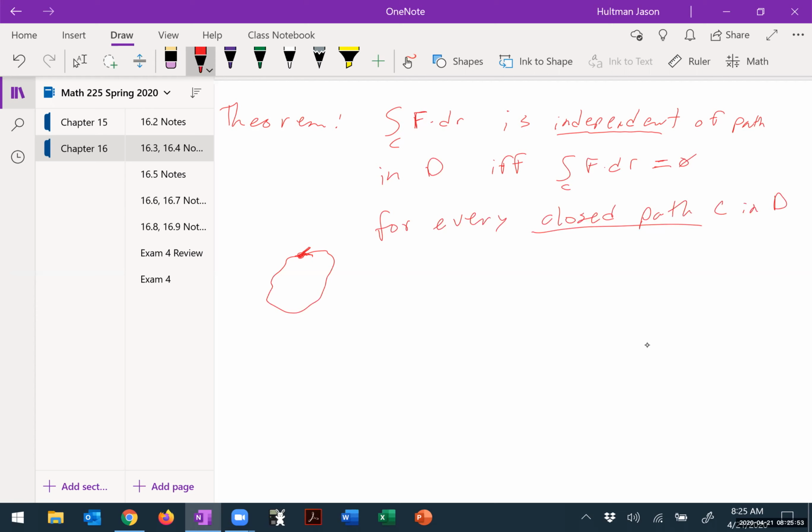So let's look at this path that I drew. Let me go back. Try to make this a little nicer. Clean this up a little bit. Okay, there we go. I'm going to call this C1. I'm going to call this C2.